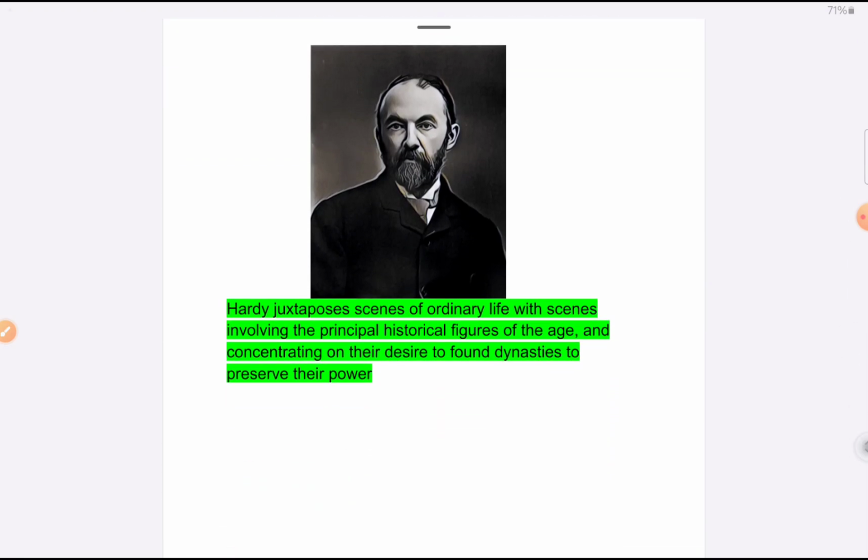Hardy juxtaposes, means places side by side, the scenes of ordinary life with the scenes involving the principal historical figures of the age, concentrating on their desire to found dynasties to preserve their power.